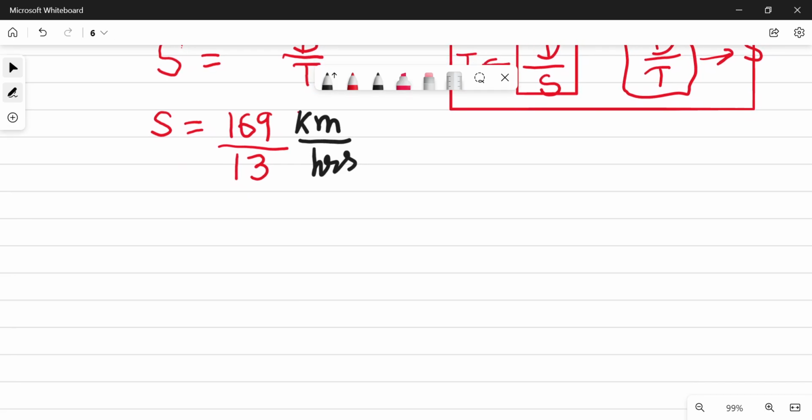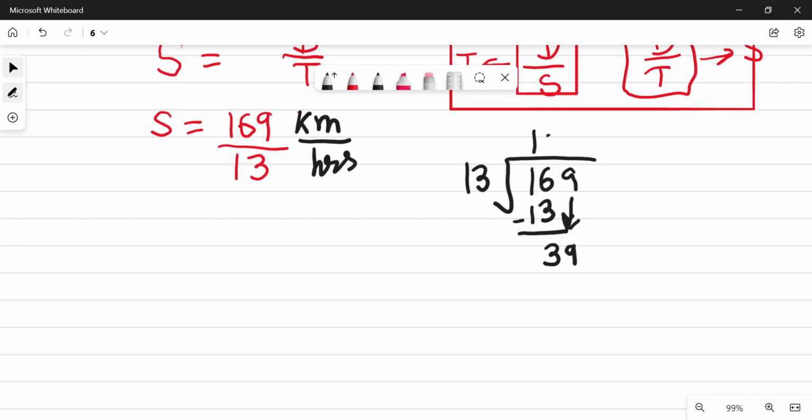Now we will divide 169 by the denominator, that is equal to 13. So 13 ones are 13. After subtracting 13 from 16, we will get 3. Bring down this 9, and this is 39, which comes in the table of 13 at 3. So after dividing, we don't have any remainder, which means we have 13 only.